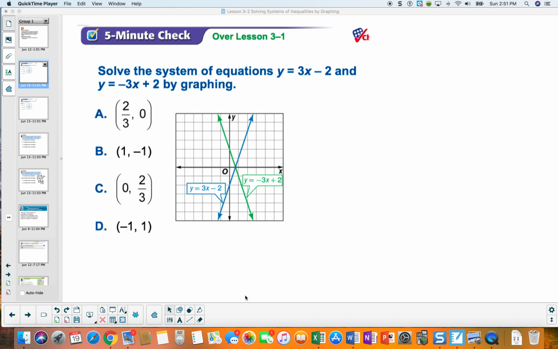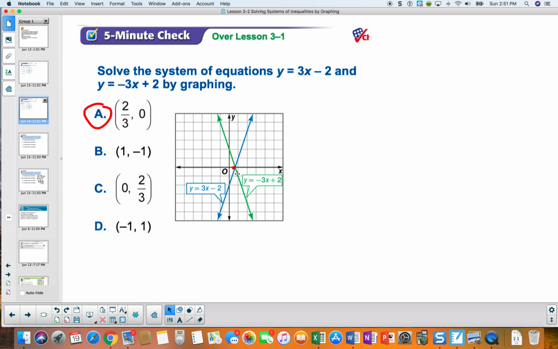Warm-ups for lesson 3-2. Pause and answer the question. And here is the answer. It looks like the intersection is on the x-axis and this point is on the x-axis.